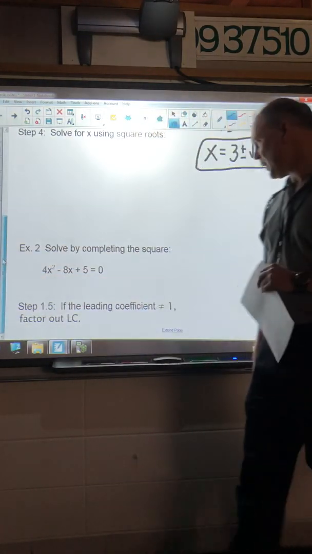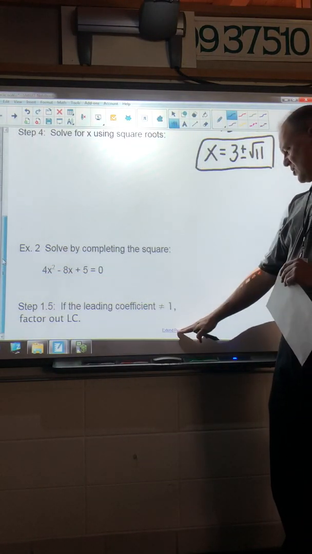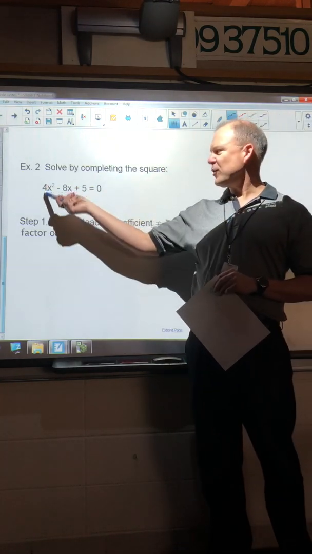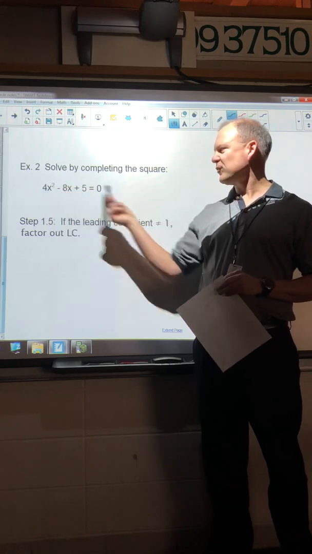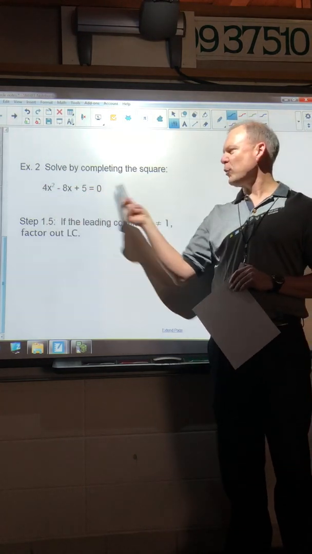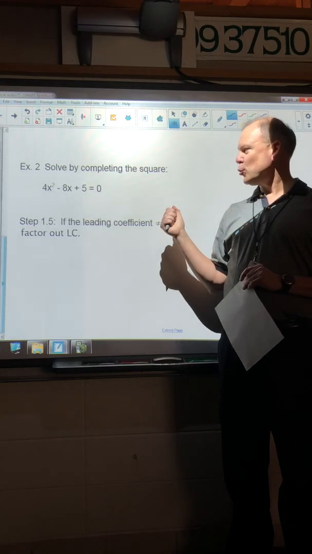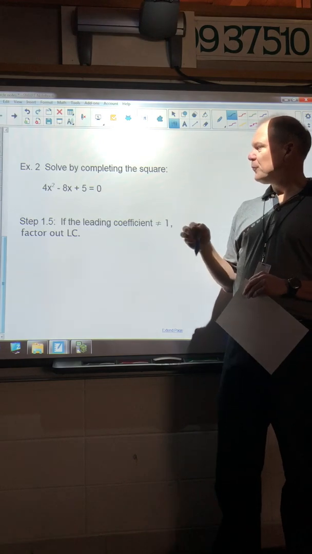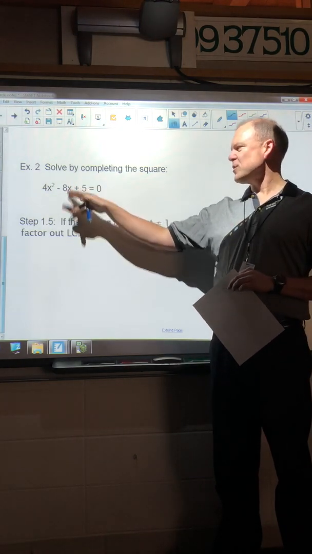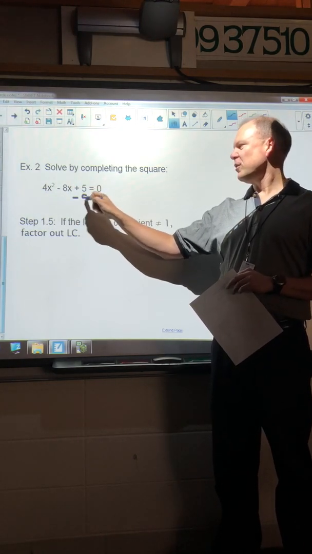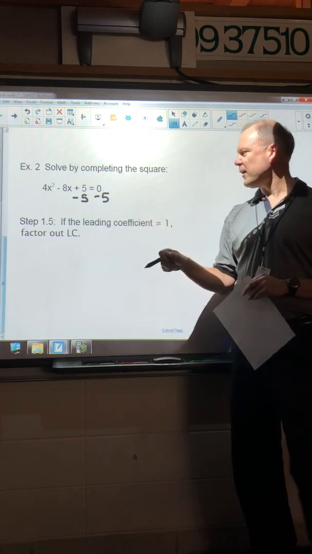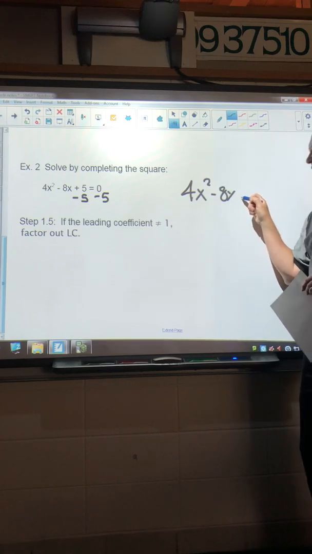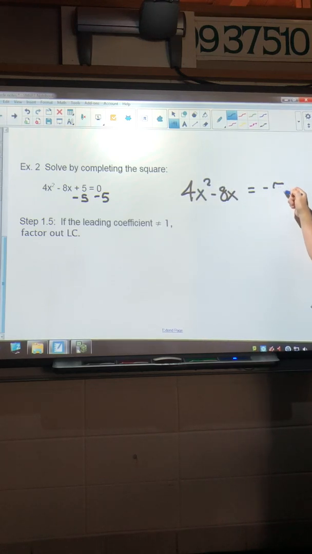Example 2. There's an extra step here. In example 1, the leading coefficient was 1, it was 1x squared. Here we have 4x squared. So there's an extra step involving some factoring. Step 1 is the same, so we're going to move that 5 to the other side. Then I would have 4x squared minus 8x equals -5.